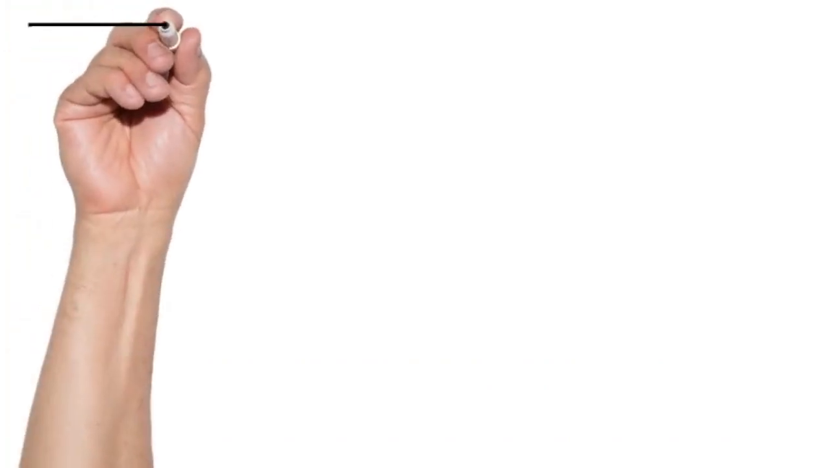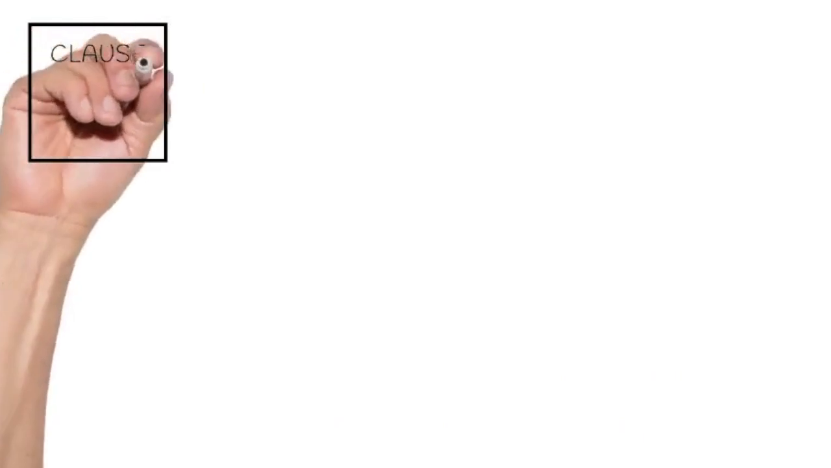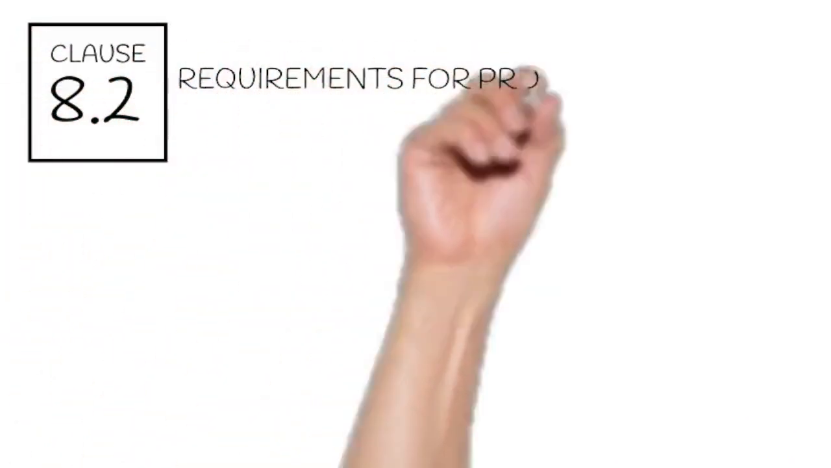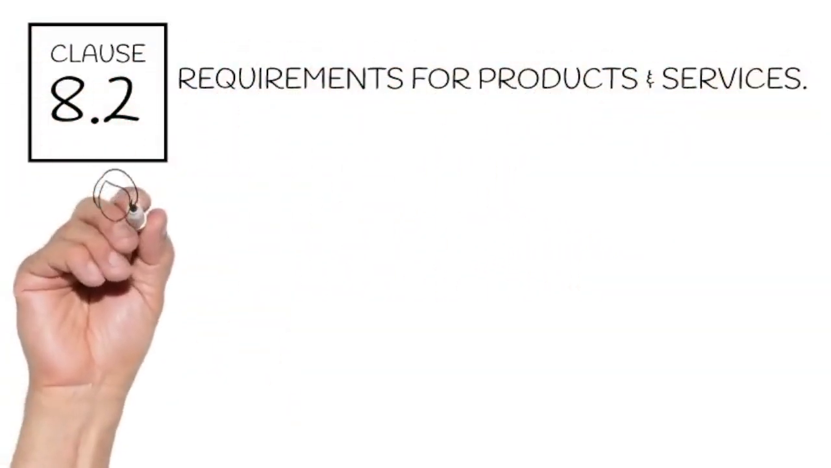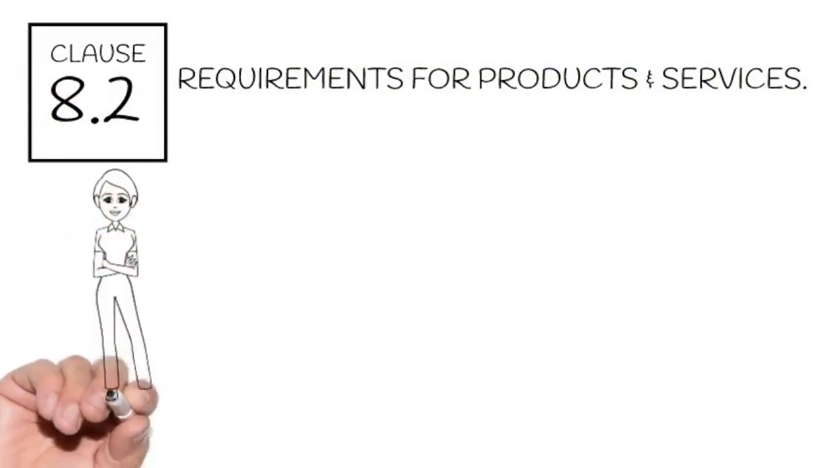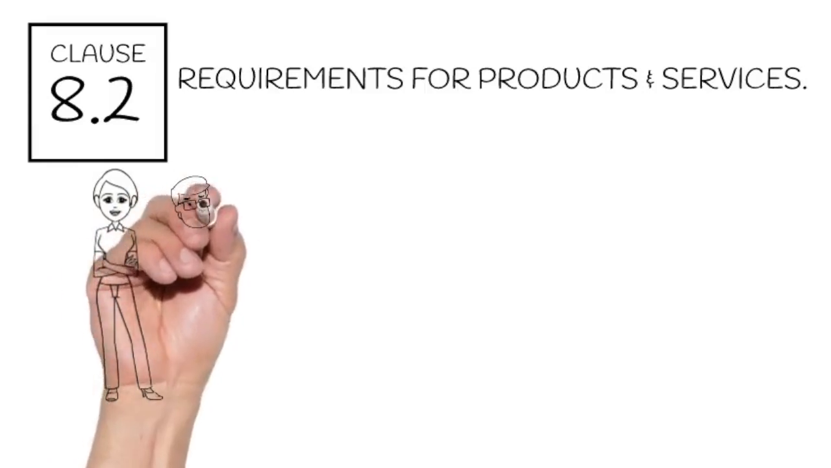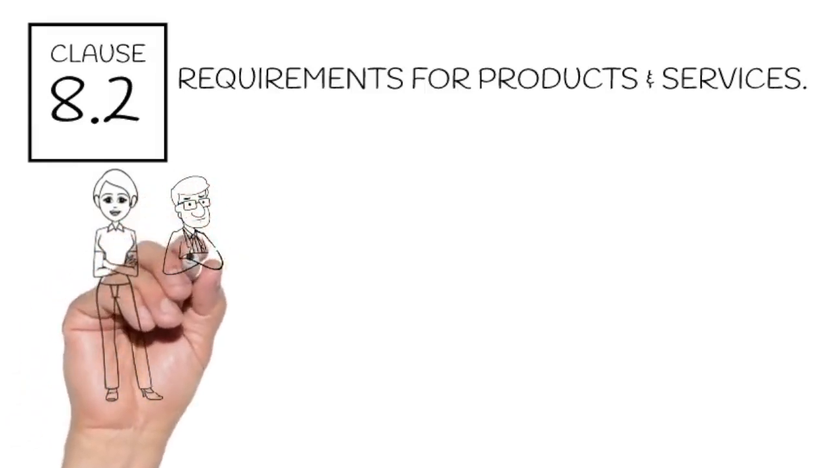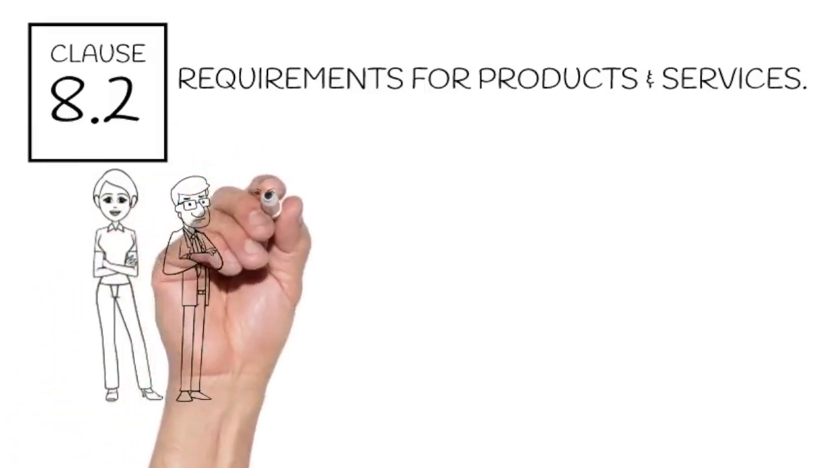Clause 8.2, Requirements for products and services. Customers are primarily the end users of your product, but also include intermediaries who may be internal or external and who integrate your product into theirs. This also includes dealers and distributors who market and sell your product or the integrated product.